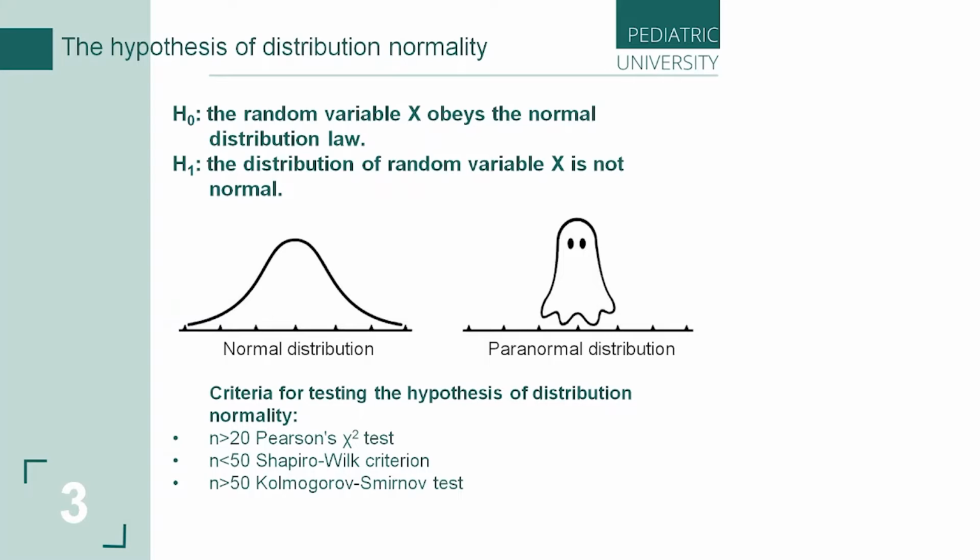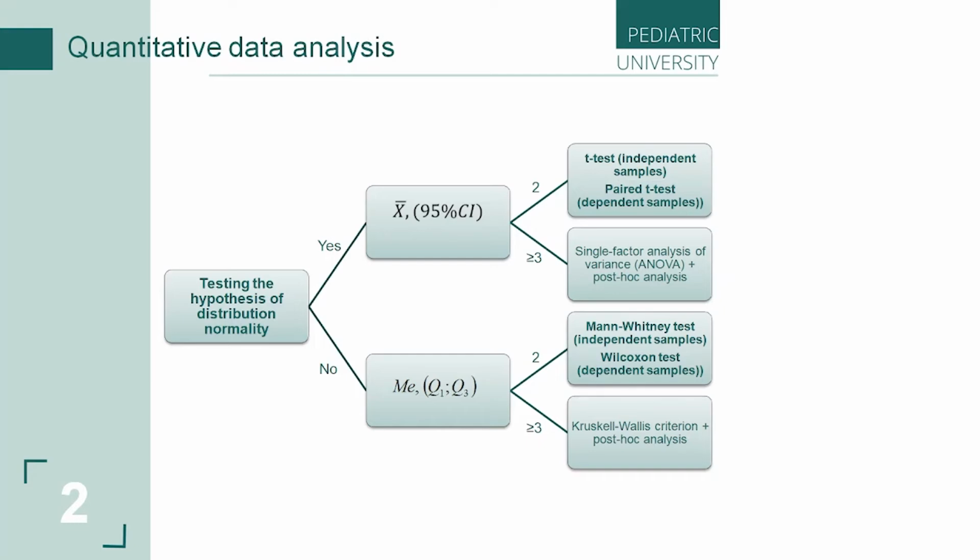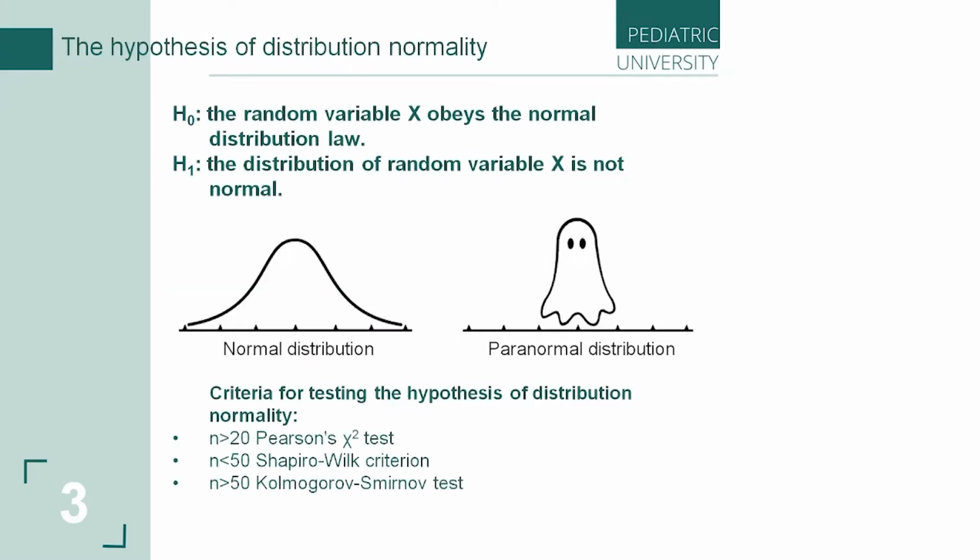The hypothesis of a normal distribution is tested using the following criteria, depending on how many items are in your samples. So before, we said how many samples we have, yeah? 2 samples or 3 samples and more maybe. And after that, if we have 2 samples, we must see how many items are in our samples. So you can use Pearson's chi-square criterion, Shapiro-Wilk criterion, and Kolmogorov-Smirnov criterion.